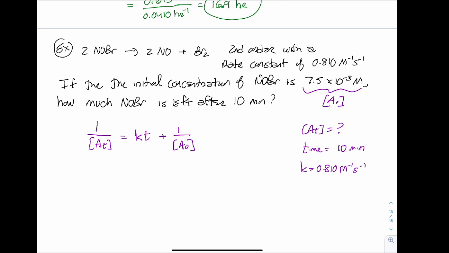If I want to convert my time to seconds, or if I want to convert my rate constant to molar to the -1, minutes to the -1, either way works. I usually convert the time. I think it's easier because the units of my rate constant are in the denominator, right? It's 1 over seconds. So I'm going to convert the time. If I have 10 minutes, how many seconds do I have? There's 60 seconds for every 1 minute. So 60 times 10, I'm going to have 600 seconds.